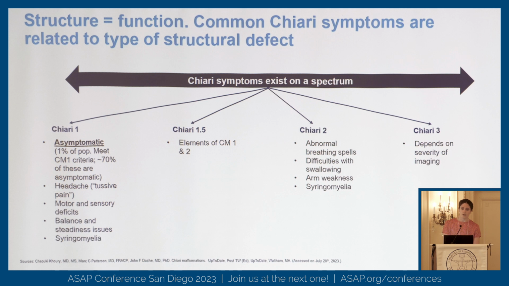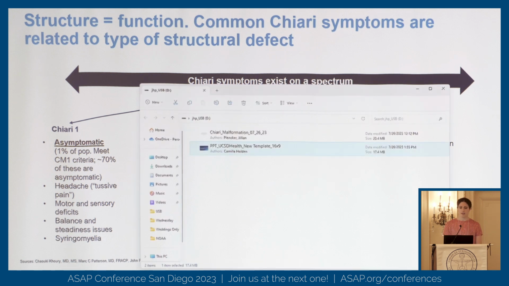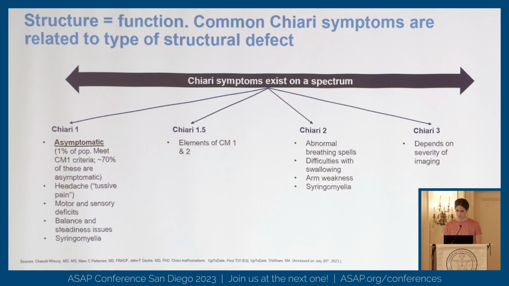That said, some of the more common presenting symptoms are going to be a very specific type of headache. So it's typically occipital, meaning it's in the back of the head, and what we call tussive, meaning that when you suddenly increase the pressure in your head, meaning you're coughing or bearing down or straining in some way, that's what's going to bring on the headache. There can also be some motor and sensory deficits. We often talk about a cape-like distribution of numbness in the shoulders and upper extremities. Depending on whether or not there is a syrinx associated with the Chiari malformation, you can also have some balance and gait issues, and difficulty walking.